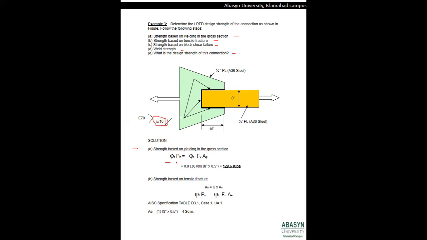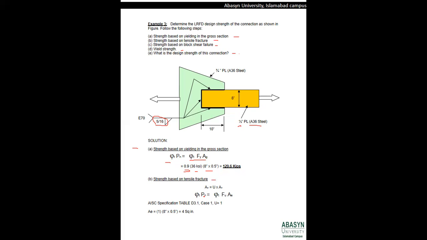That is phi times Pn is equal to phi times Fy into Ag. The value of phi for tension members is 0.9, the value of yield stress for A36 steel is 36 ksi, and the cross-sectional area of the member will be 8 inches, which is the width of the weld, multiplied by the thickness of the weld, which is 0.5 inches. So it will come as 8 into 0.5, and it comes out to be 129.6 kips.